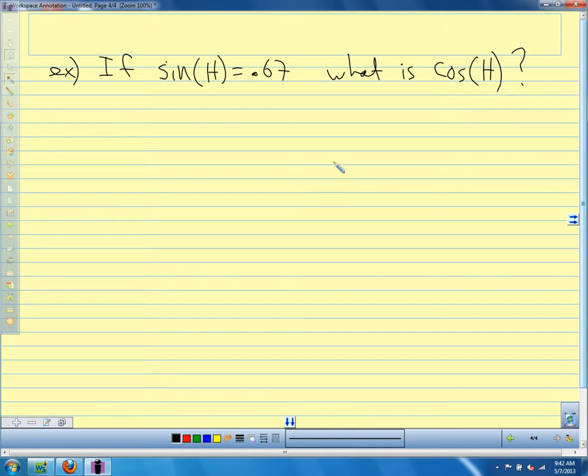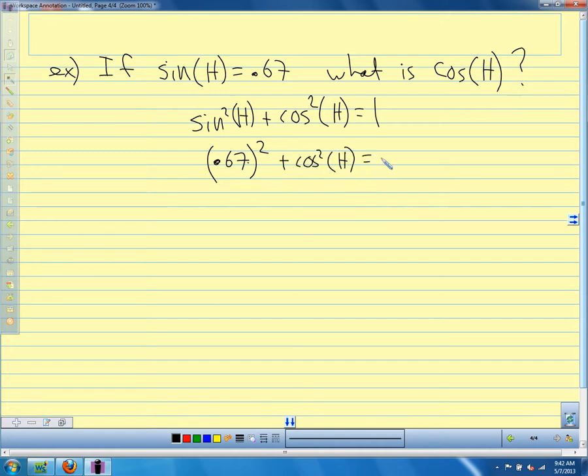Well, our Pythagorean identity tells us that sine squared h plus cosine squared h equals 1. So I'm just going to plug my number in. Sine squared is taking the sine of the angle and squaring it, so I get 0.67 squared. This is telling me to square whatever the sine of h is, plus cosine squared h equals 1.